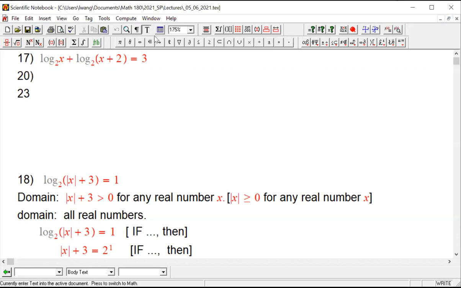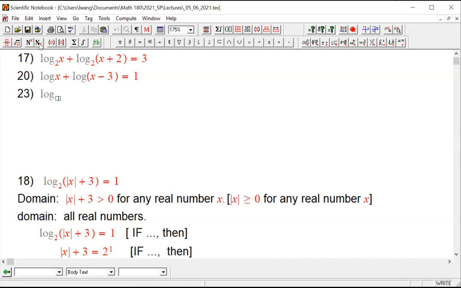Twenty is common log x plus common log x minus 3 equals 1. Twenty-one is log base 6 x plus log base 6 x minus 1 equals 1. So your turn.